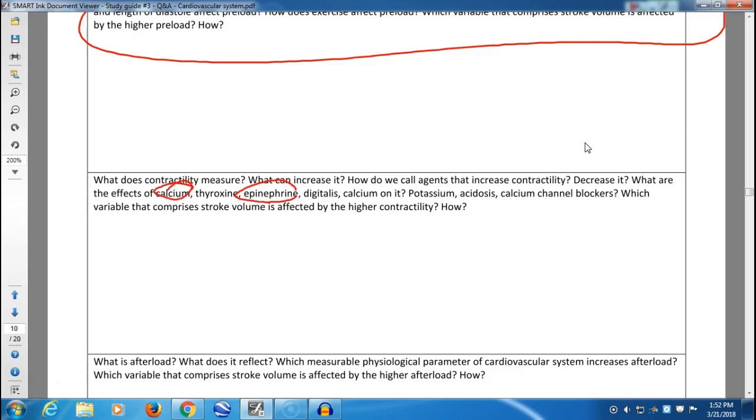Calcium, epinephrine. Oh, come on, potassium, for God's sake. Again, calcium, potassium, okay? So no effects of calcium, epinephrine, and potassium for sure. Calcium and epinephrine, are they positive or negative inotropic? Positive. Potassium, negative. Meaning positive is increased contractility, negative is decreased contractility. We good?